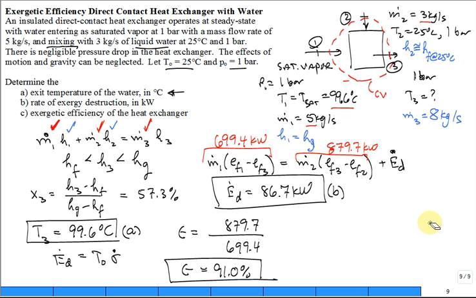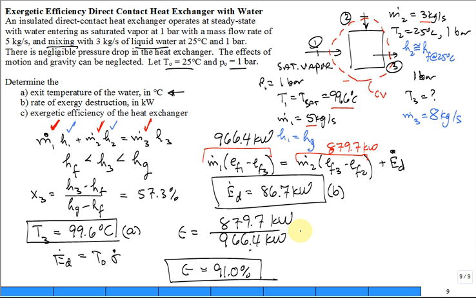Does anybody have a comment or question? Yes, sir. So you're saying 87 divided by 69? Oh boy, I put them in wrong, didn't I? Thank you. It's the 879.7 divided by, oh man, I wrote that number wrong. 966.4 kilowatts. 966.4 kilowatts. Thank you. Sorry, just trying to go too fast.